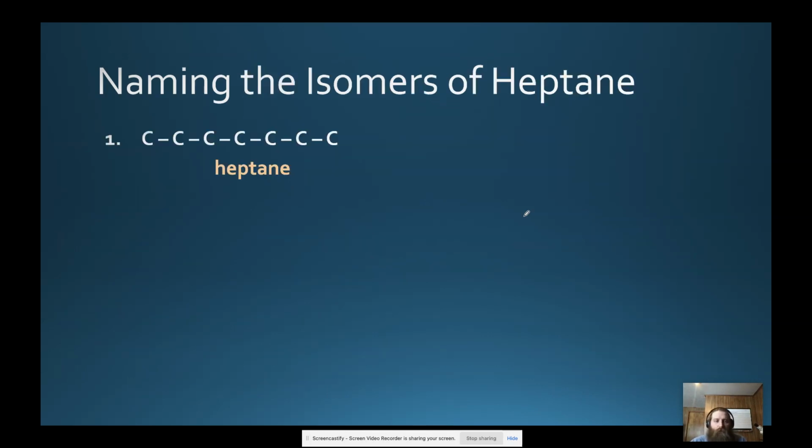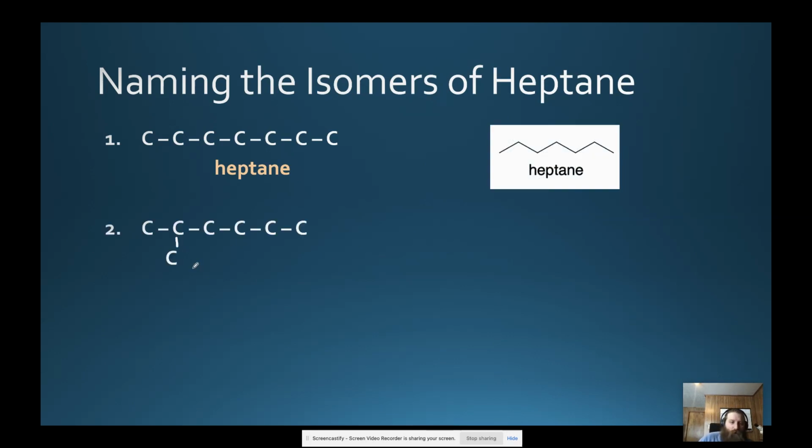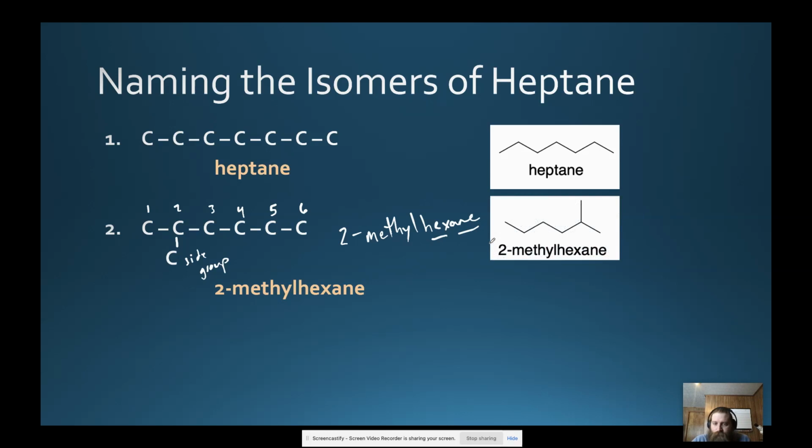So this is heptane, right? It's got 7 carbons. It would look like this. Now let's say we have a side group right here, all right? This would be 1, 2, 3, 4, 5, 6. So at position number 2, we have a side group. Right, here is our side group. And we've numbered it left to right this time because we want the side group to have the smallest number possible. We wouldn't want to start over here so that the side group is 5. So we say 2-methyl, side group is methyl at position 2, and then we just say hexane because it's a 6-carbon chain and they're all single bonds. So that would be 2-methylhexane, and this is what that would look like.